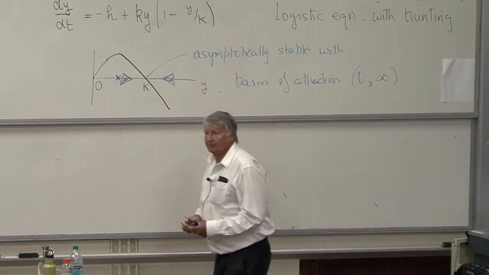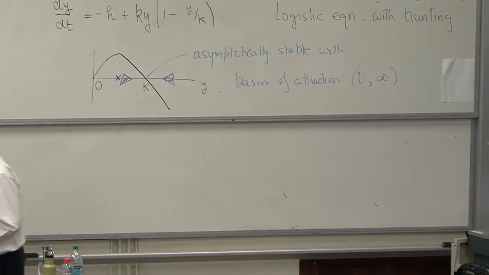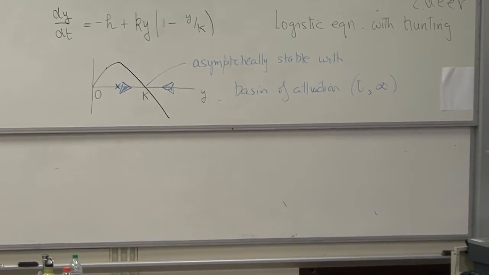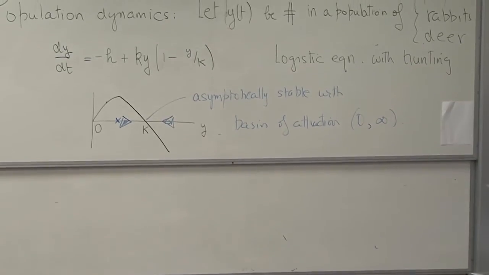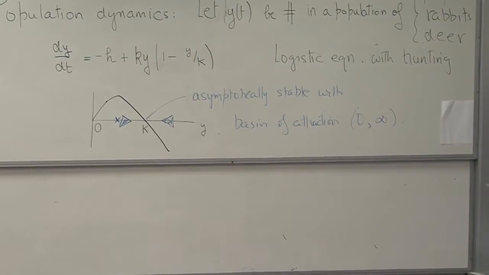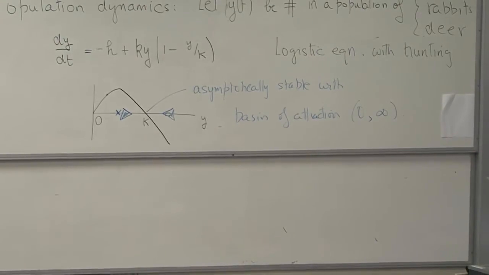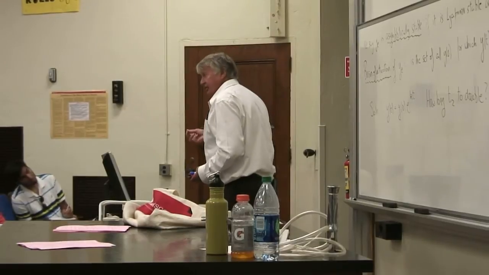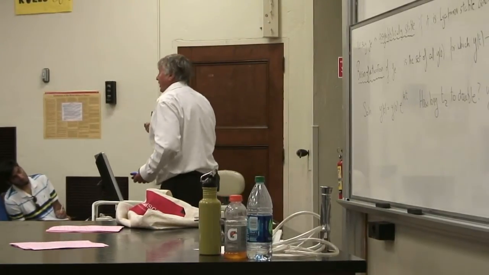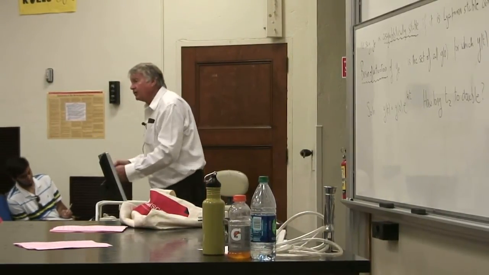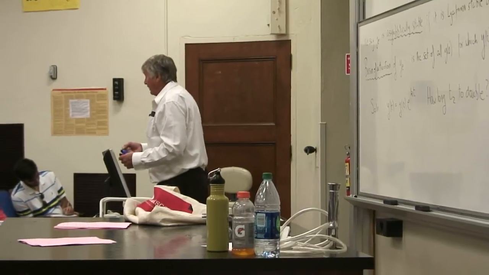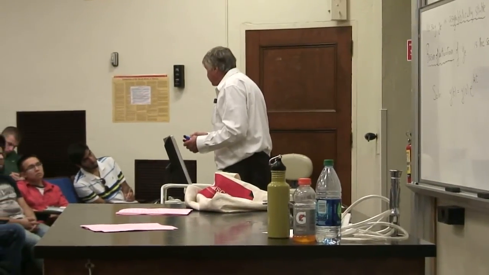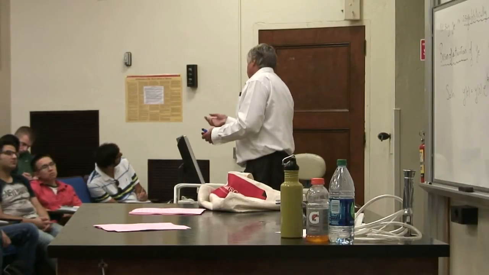Now, H, in the notes I actually write as positive. I write it as plus H and then say it's negative because we're taking deer out of the population, not putting them in. But here I'm going to write it as minus H just to make it clear that it's a loss. So H is a constant. It says how many deer I expect to be taken out of the population per time unit, and now we're going to talk years, by hunters.